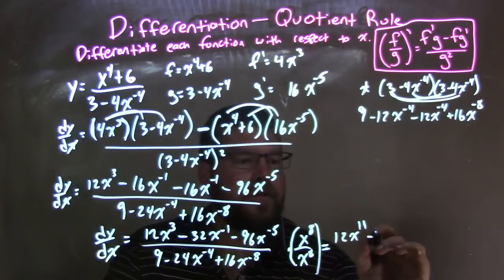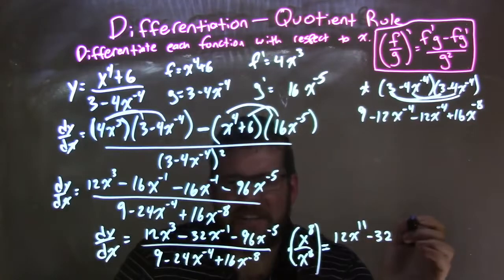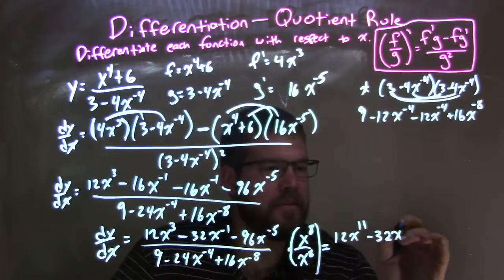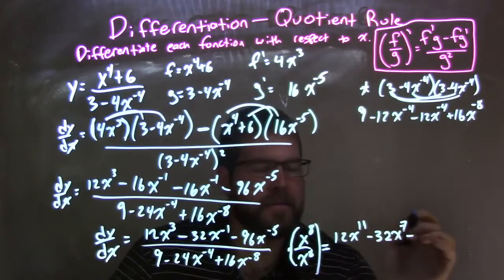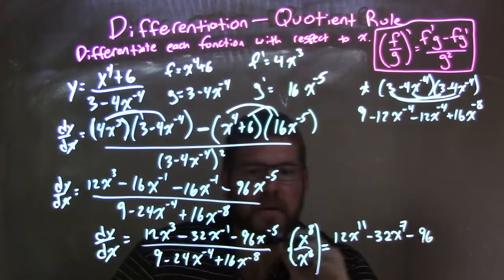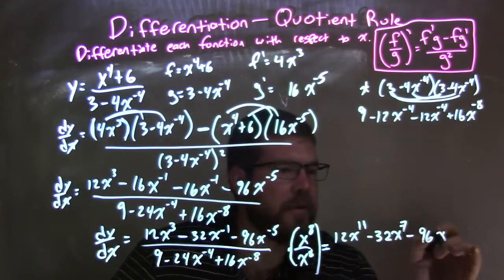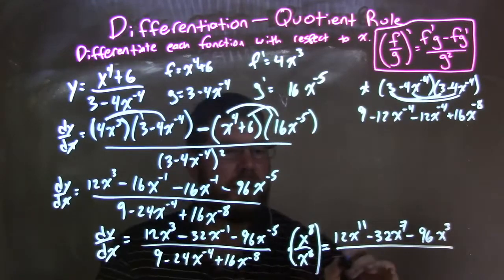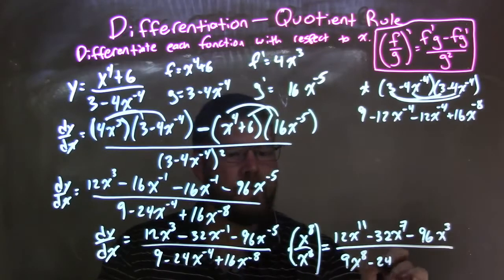Minus 32. It doesn't really change the coefficients. And then, well, negative 1 plus 8 is x to the 7th, right? Minus 96. Add the exponents, x to the 3rd power. All over. Distribute again down here. 9x to the 8th power minus 24.